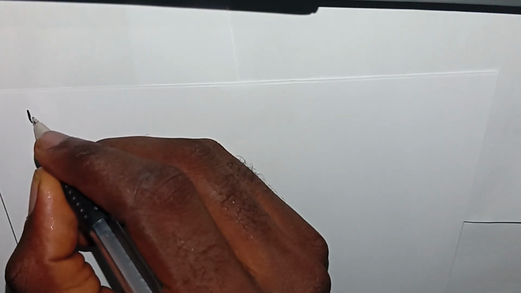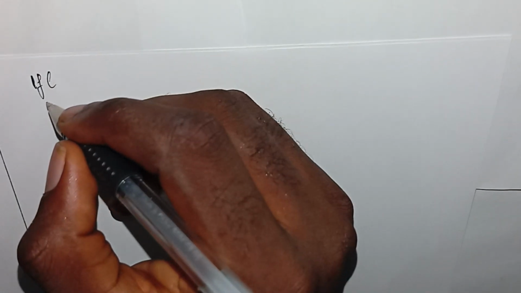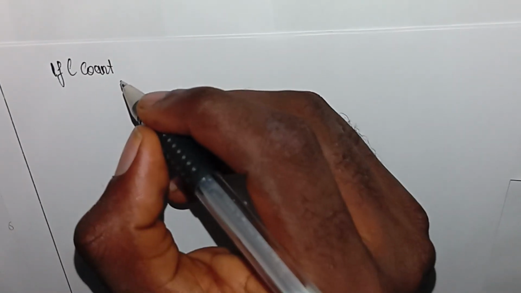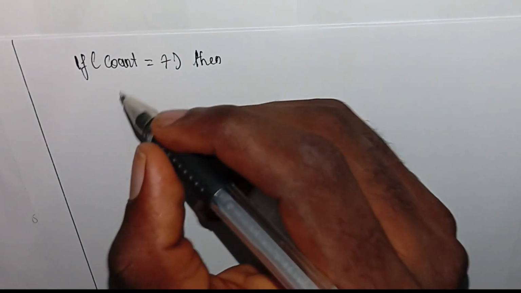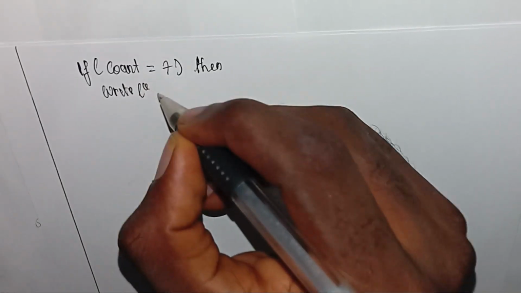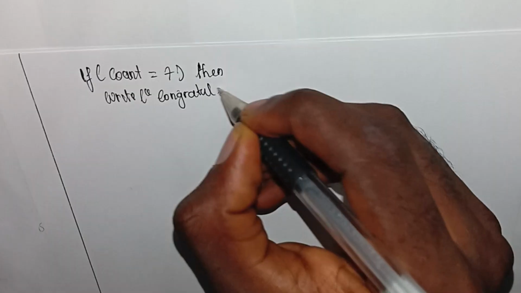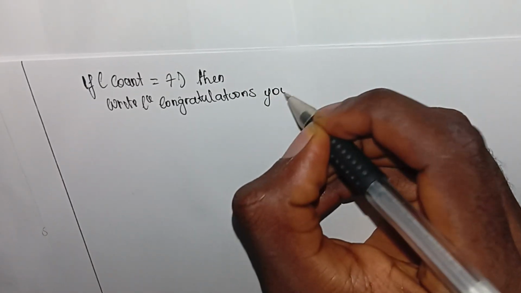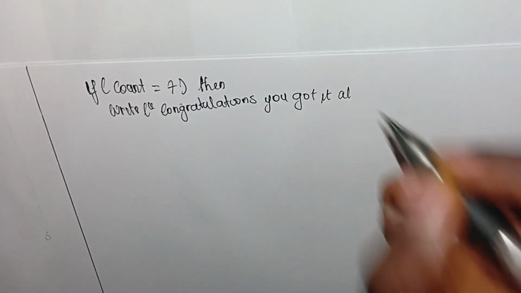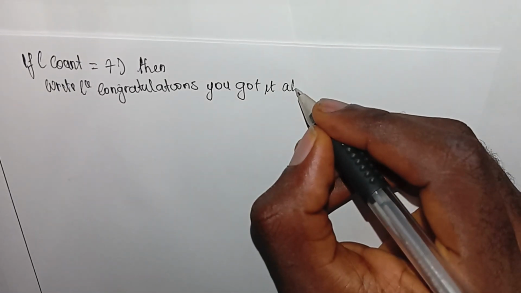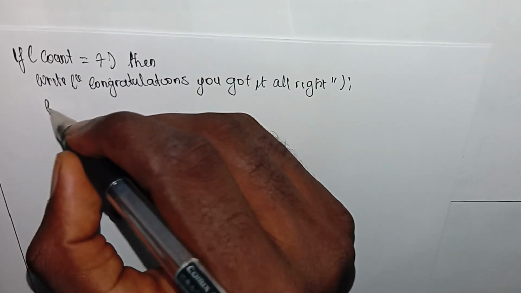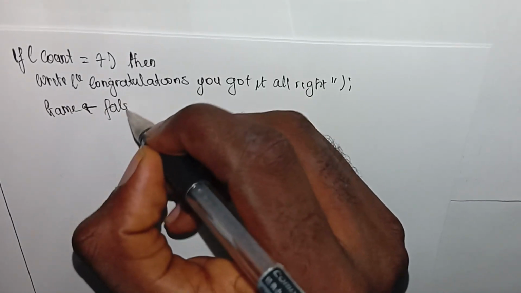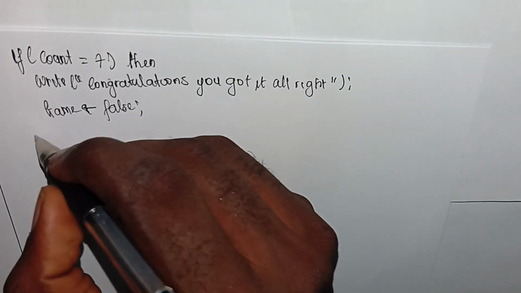Now we want to check the win condition. If count equals 7, then we want to set write congratulations, you got it all right, and we want to set game to be false such that the loop can break because the guy has won.